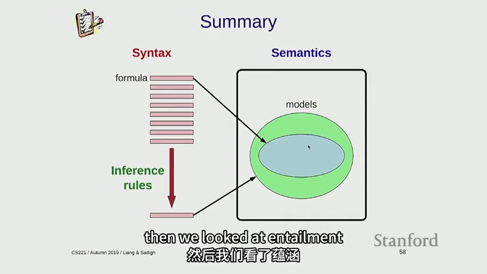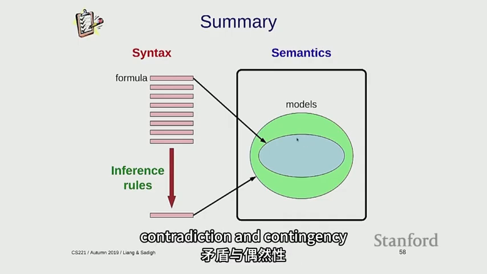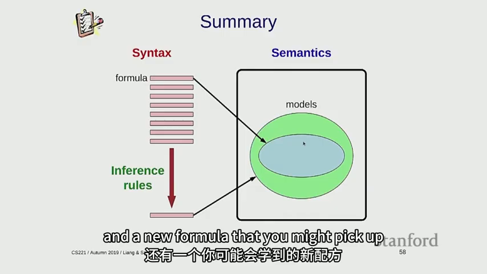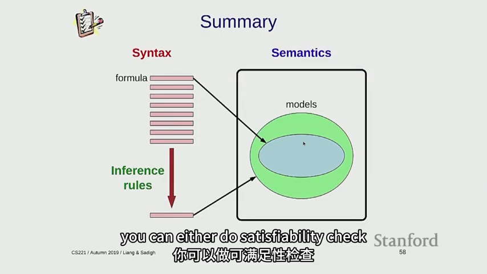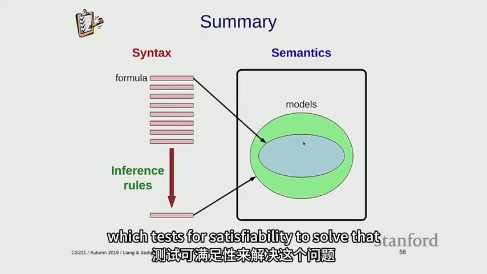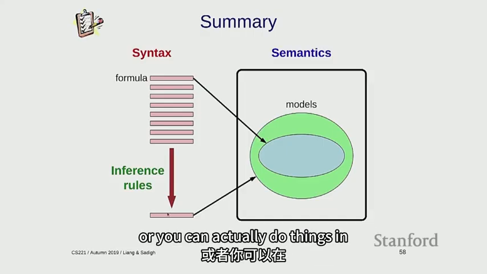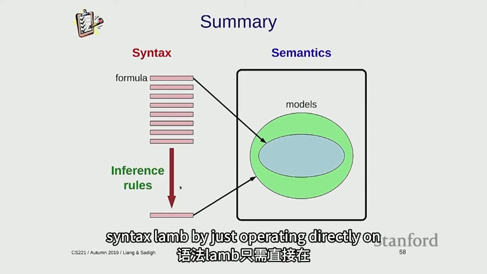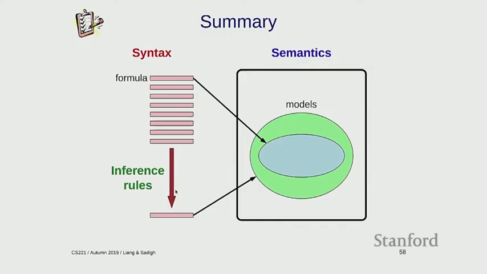Then we looked at entailment, contradiction, and contingency, which are relations between a knowledge base and a new formula that you might pick up. You can either do a satisfiability check, or model checking, which tests for satisfiability to solve that, or you can do things in syntax land by operating directly on inference rules.